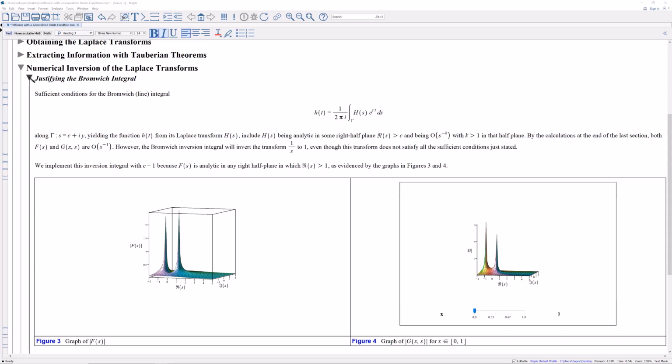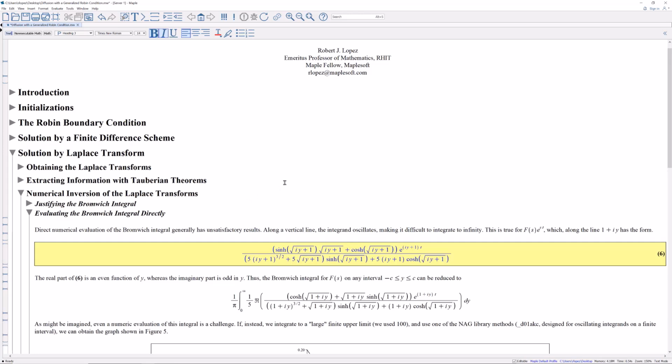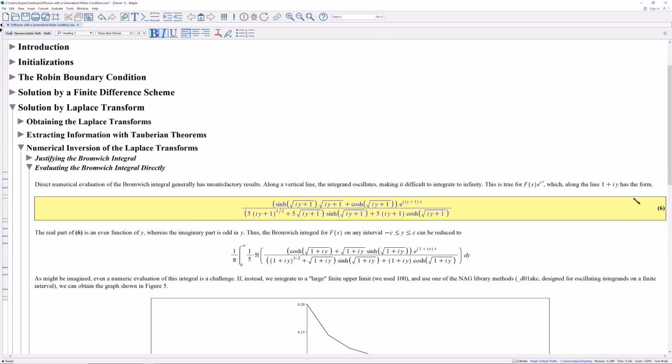So let's see if we can implement this Bromwich integral, evaluating it directly numerically. Typically difficult to do. The integrals oscillate out to infinity, and these are a nightmare to evaluate. On the line 1 plus iy, the integral that we have to do for inverting f will look like this.